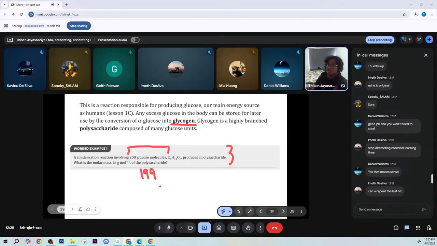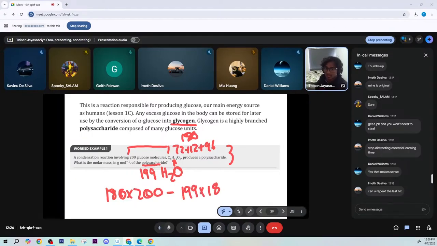So this also means that to form this, we actually have to produce 200 water molecules. And this is how the mass changes between these two. If I calculate really quickly, this is 72 plus 12 plus 96, which is 180. So we have a molar mass of 180. We want to find the molar mass of this polysaccharide. It's going to be 180 times 200, because that's the number of glucoses we have in there, take away 199 times 18, because that's the mass of water that we've lost here. Does that calculation make sense for everyone?